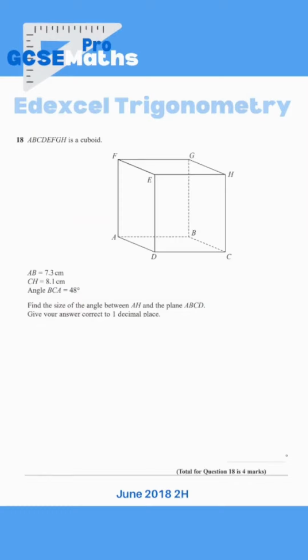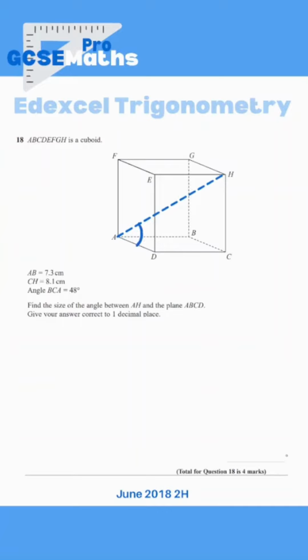Here is one of the most common Edexcel trigonometry questions. Do you know how to tackle this for 3D trigonometry? So we've been asked to find the angle between AH and the plane ABCD. So first of all, let's draw AH. We also need to know how to identify the angle between a line and a plane.